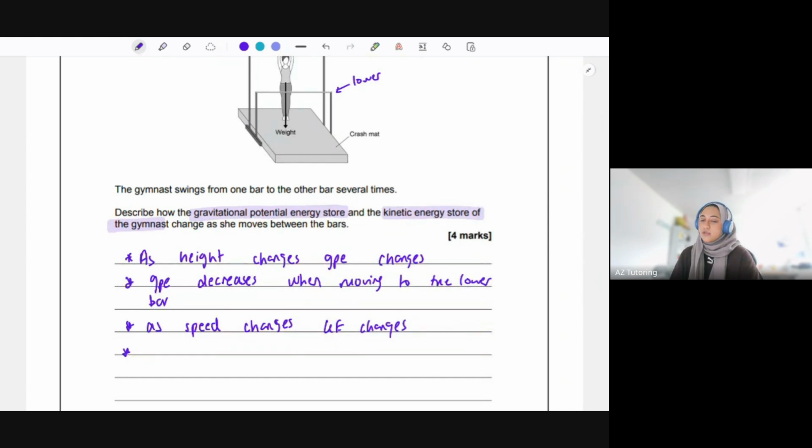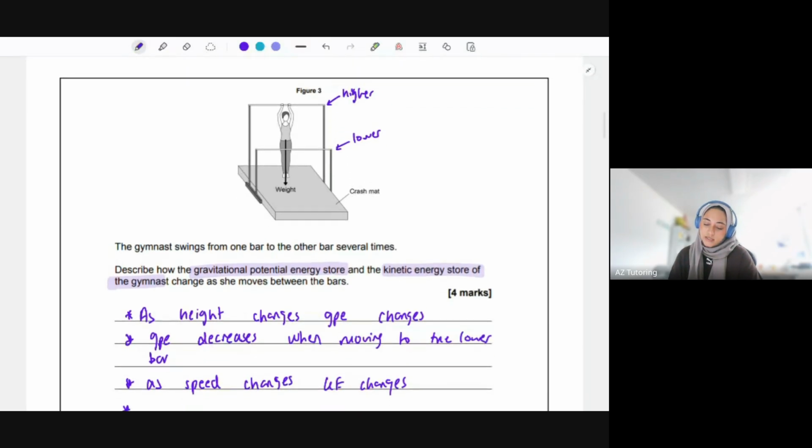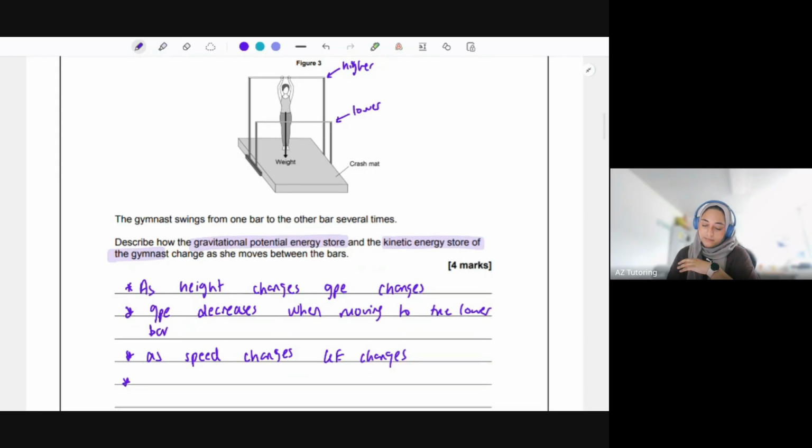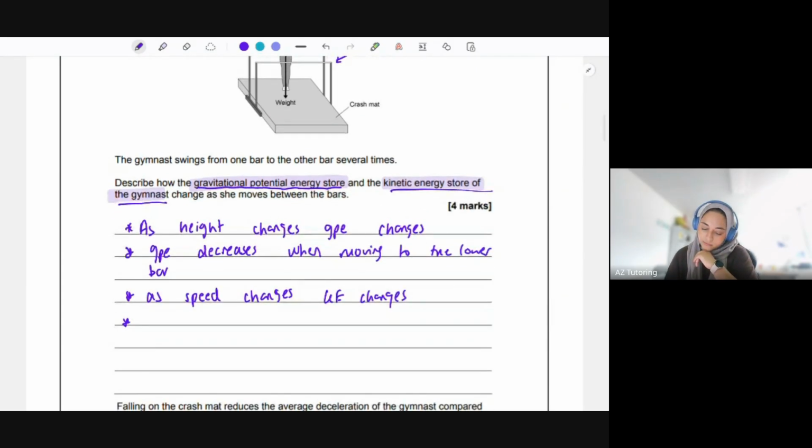You then need to consider, could you say anything about the center of mass? The center of mass is not changing because the center of mass is on the person. Well, it is changing because obviously she's moved from the one bar to the next, but your center of mass doesn't really affect the gravitational potential energy store and kinetic energy store. So you wouldn't get the mark for that. Okay, so your fourth mark comes from saying, I will just write it down, then I'll explain it. Transfer from gravitational potential energy to kinetic energy.